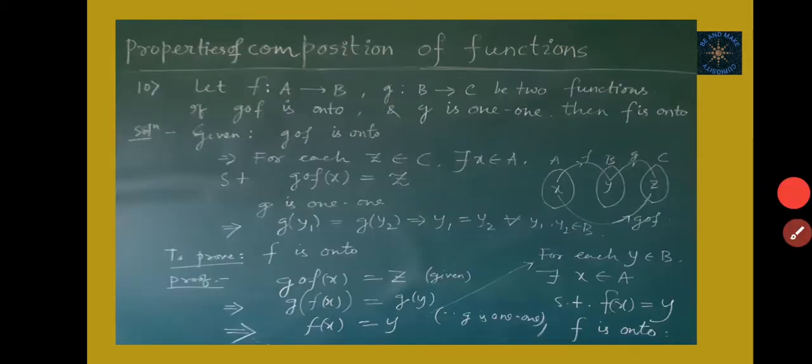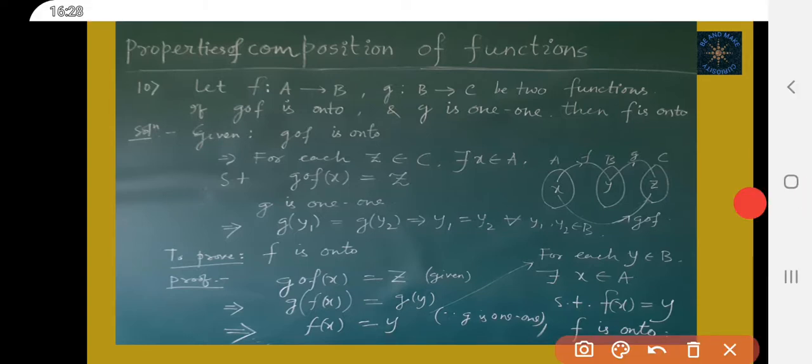Next, properties 10. Let function f mapping from A to B, g mapping from B to C are two functions. If g∘f is onto and g is 1-1, then prove f is onto.